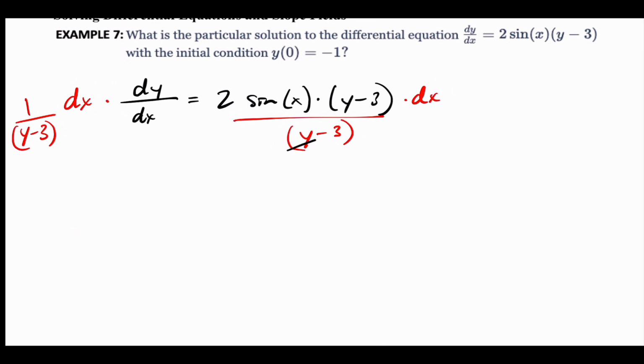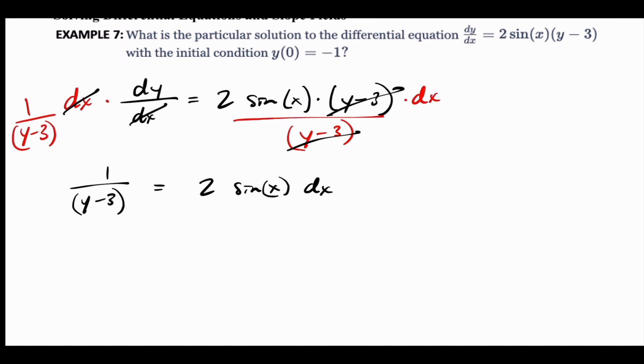Okay? So let's see. The y minus 3's cancel out from the right. The dx's cancel out from the left. We get 1 over y minus 3 equals 2 sine of x dx. That part you might be able to do in your head because you guys have been doing that so long. Okay, so step one, if you can do it in your head, do it in your head. That's part I don't really need to see the work. Okay.